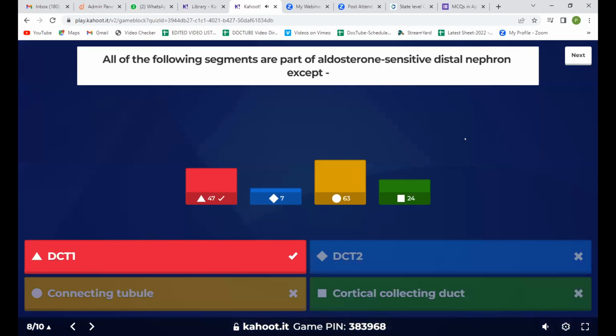This was pretty straightforward. Beyond the early DCT is where the ASDN, or the aldosterone sensitive distal nephron, begins. DCT1 is the early DCT and DCT2 is the distal part, which is the late DCT. So the late DCT, connecting tubule, and cortical and medullary collecting ducts are the ones which are typically aldosterone sensitive.